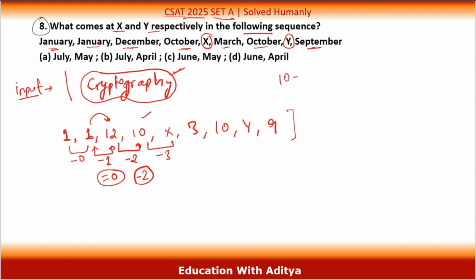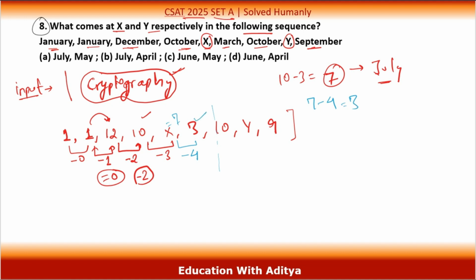10 minus 3 would be 7. And what is the 7th month of the calendar? That would be July. Now I need to verify if my assertion is right or not. This is just a hypothesis at this point of time. How do I verify? Let's assume the question was only this much. Then I would just check if it works one more time. So if I do minus 4, 7 minus 4 would be 3, and this seems to be correct.